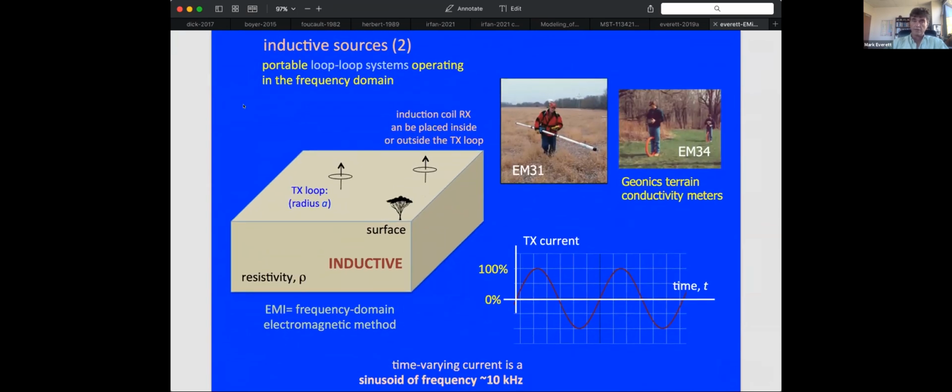Another type of inductive source is these portable loop systems, and these operate primarily in the frequency domain. You can see a couple here. This is the EM31. This is the EM34. They're made by Geonics, and other companies make them, and they're called terrain conductivity meters. They usually feature a small loop of radius A, and oftentimes a similar or identical loop acting as an induction coil receiver. One can go around at fixed offset or at some variable offset, making measurements of apparent conductivity and things like that. In this case, in the frequency domain, the transmission is a sinusoid or a number of sinusoids, typically with frequencies of 10 kilohertz in that range, and they're probing up to several tens of meters.